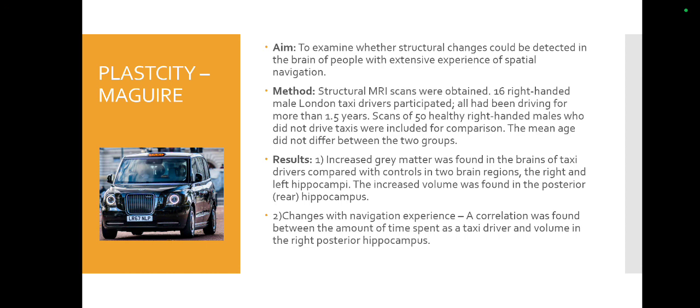So increased grey matter, i.e. more brain, more cells, was found in the brains of the taxi drivers compared with those who were the control in 2 specific regions, and these were what we call the right and the left hippocampi. Now the hippocampi we know is involved in spatial memory, but what we're saying here is those people who were taxi drivers had a bigger hippocampus. Also, it was the back of their hippocampus which was bigger or had increased volume, because that's the one that deals with more kind of direction capabilities.